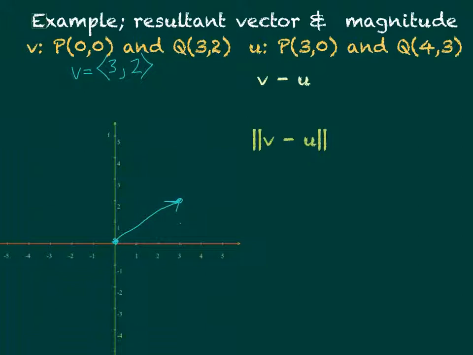And then my vector u is 4 minus 3, which is 1, 3 minus 0, which is 3. But we are now subtracting. So since we are subtracting, we need to take a negative u. So I'm going to switch the signs of my u. And now when I'm drawing that vector, I'm going to go to the left 1 from where I ended my first one. Left 1 and down 3.